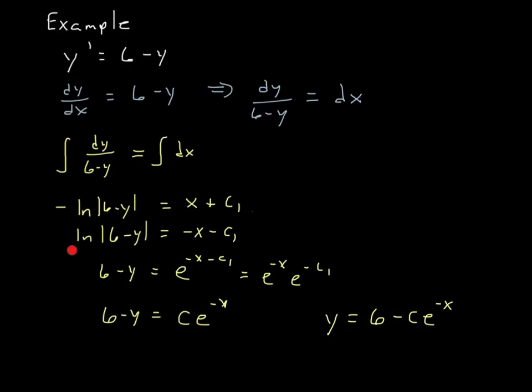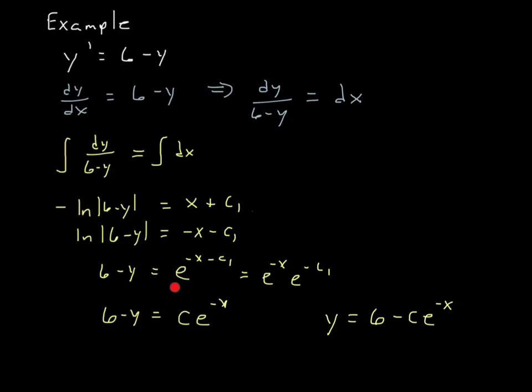So the first thing I have to do is undo the natural log. And to do that, I just take e to both sides. So I'll get 6 minus y equals e to the minus x minus c1. Now, why don't I have the absolute value signs there? Well, I don't need the absolute value signs because I know that e raised to a power is always positive.